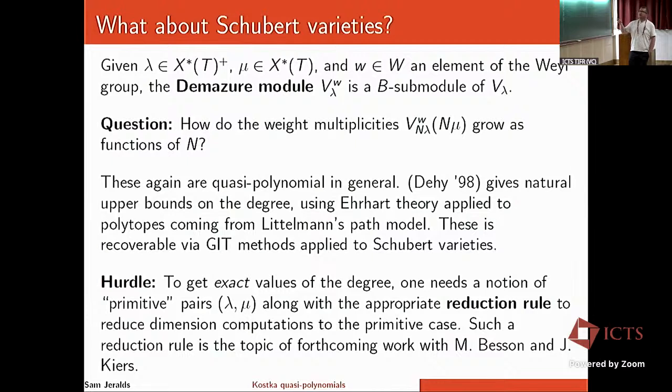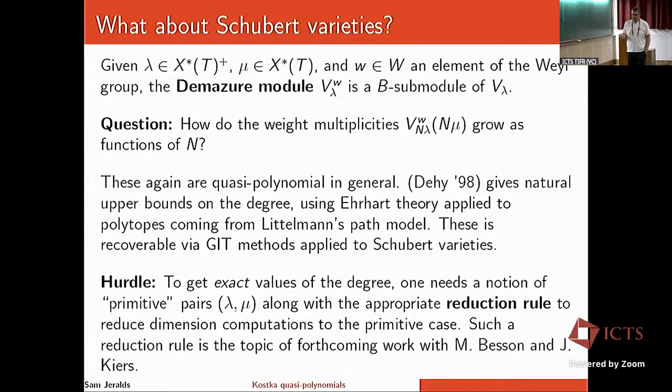Finally, because of the theme, what about Schubert varieties? Can you do this whole story again? And you can. If you're interested not just in irreducible representations but in Demazure modules, then you could ask the same question: how do weight multiplicities for Demazure modules grow? Here, we won't necessarily make the restriction that mu is dominant. Mu could be any weight in the Demazure module.